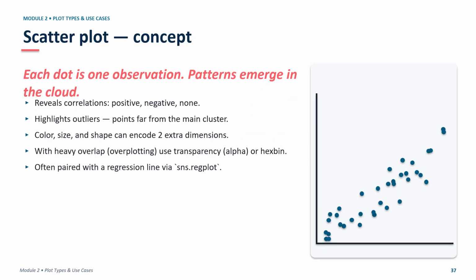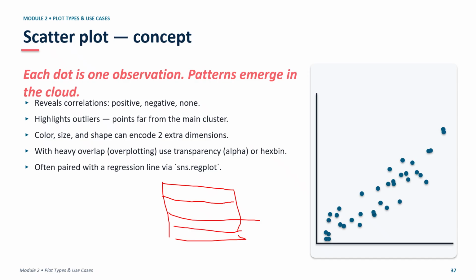Next is a scatter plot. The scatter plot is your primary tool for exploring the relationship between two numerical variables. What it does is represent every observation as a data point. Say that you have a data set here, every row in your data set indicates a data point, so it becomes one dot. So this is one observation.